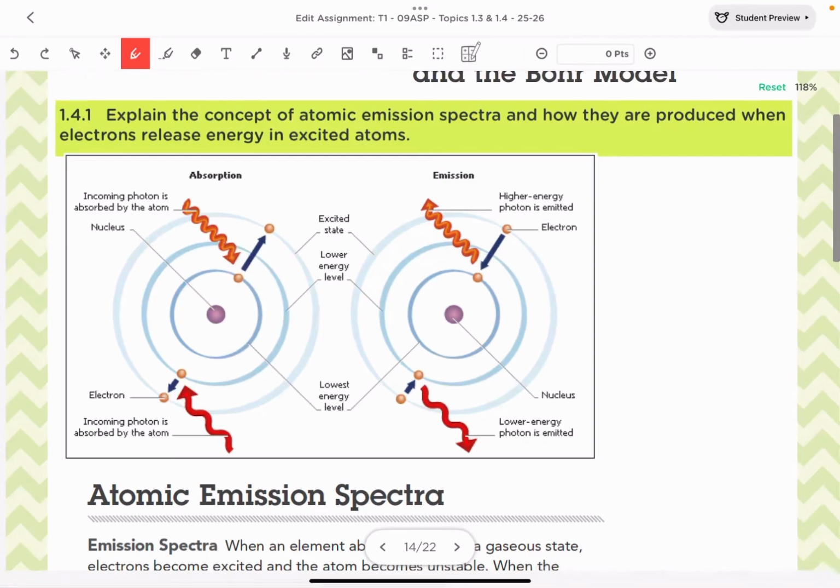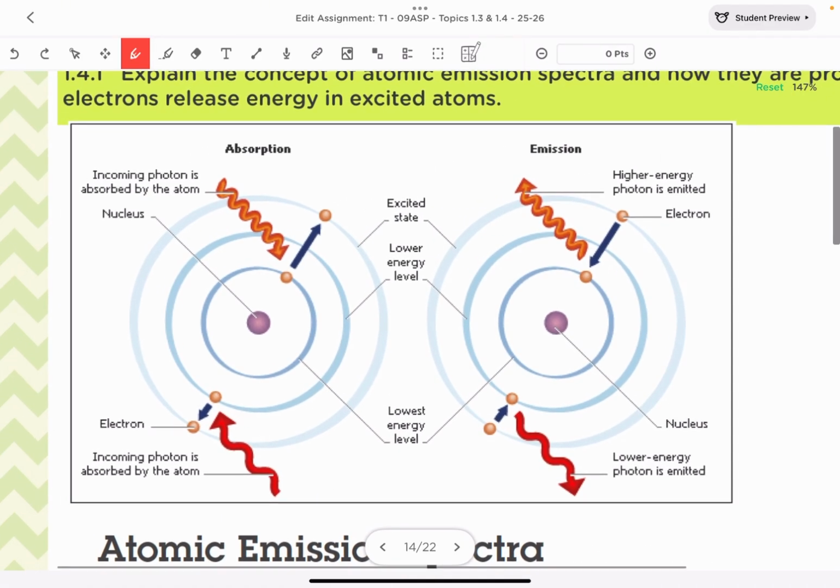In this video tutorial, I will explain the concept of atomic emission spectra and how they are produced when electrons release energy in excited atoms. Before we begin, usually an element is hit with an amount of energy in the gaseous state. So when light, in the form of energy, is directed to an atom, the electrons of this atom will absorb this energy. And then upon absorbing this energy, they become excited.